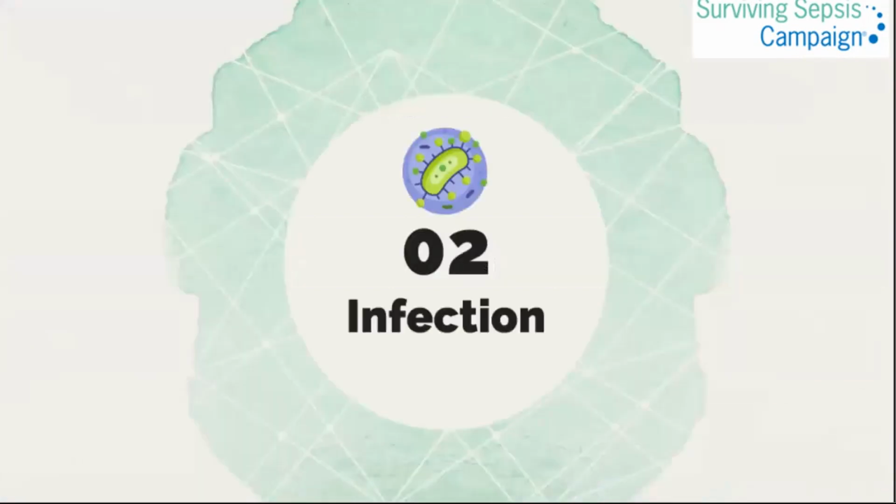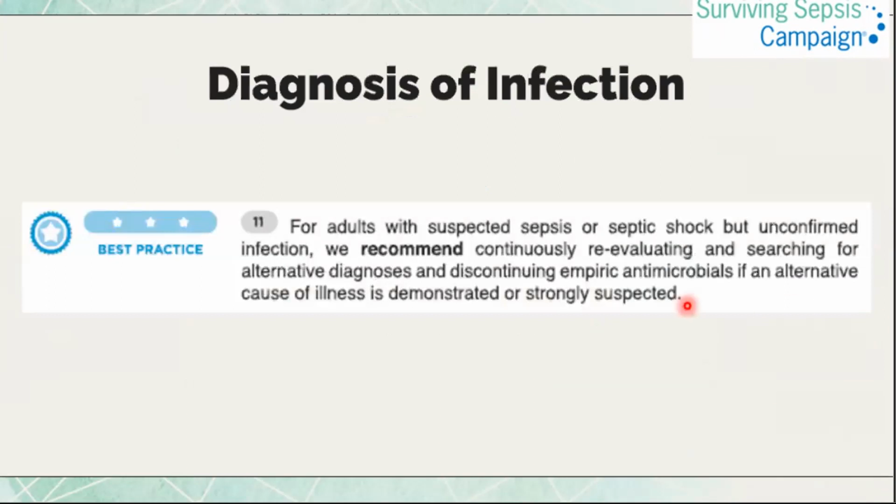Next subcategory, infection. So for the diagnosis of infection, for adults with suspected sepsis or septic shock but unconfirmed infection, we recommend continuously evaluating and searching for alternative diagnoses and discontinuing empiric antimicrobials if an alternative cause of illness is demonstrated or strongly suspected.